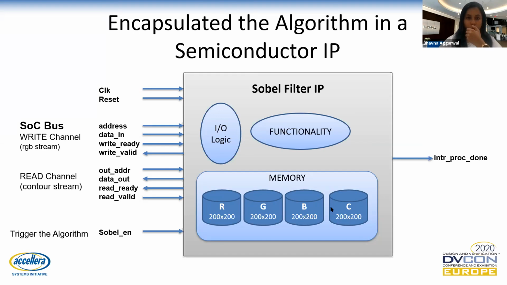The IP implements 4 CCS sample memories, in segments of 200 by 200 size. The RGB memories store the input data stream, and the convoluted memory contains the processed output data.